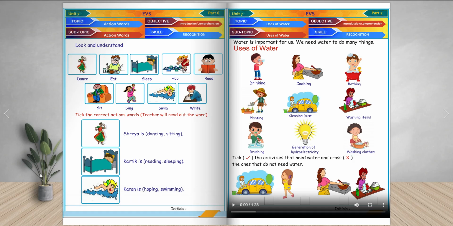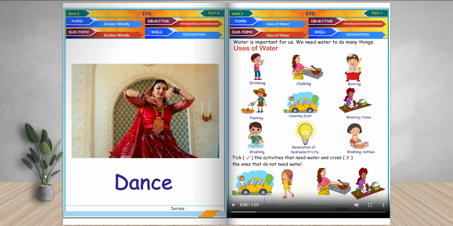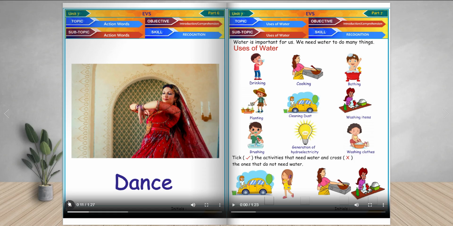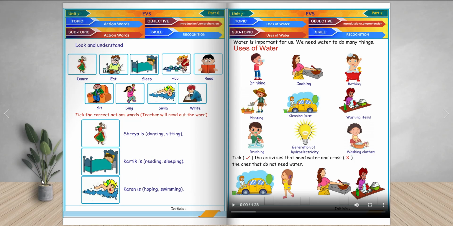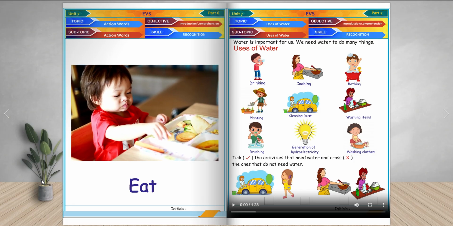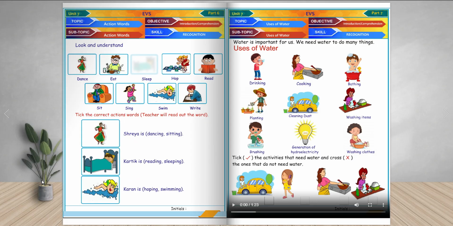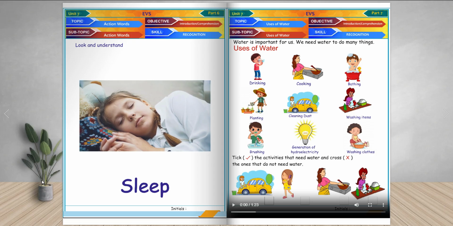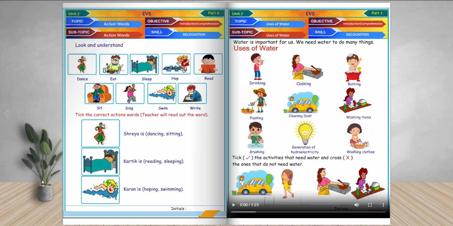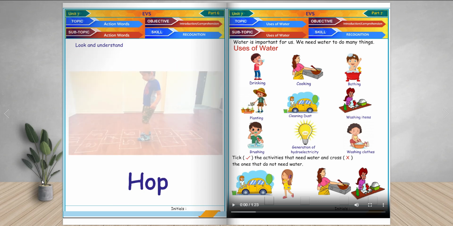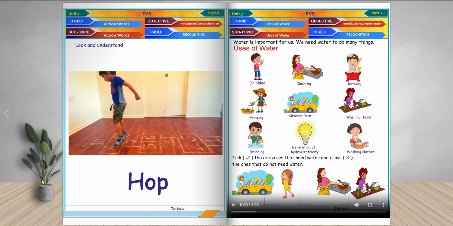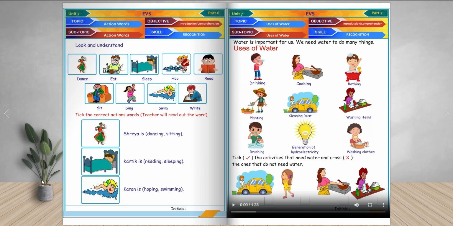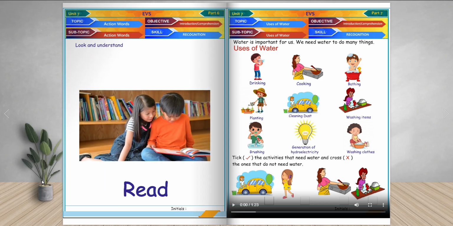Action words. Look and understand. Dance. Eat. Eat. Sleep. Sleep. Hop. Read. Read.